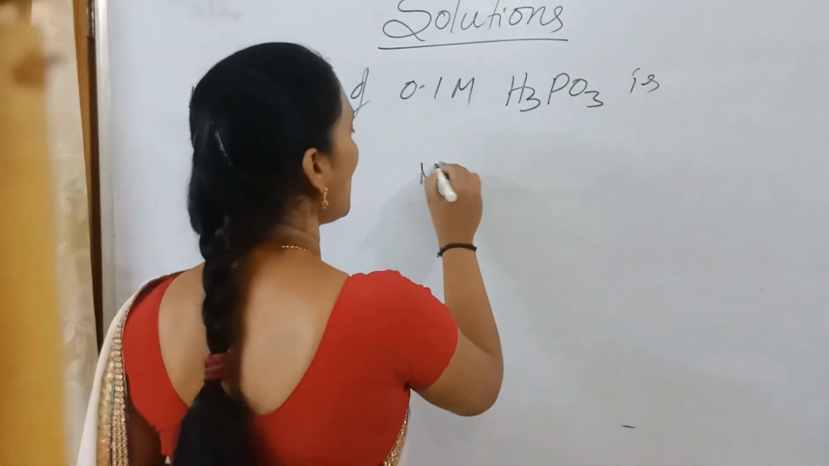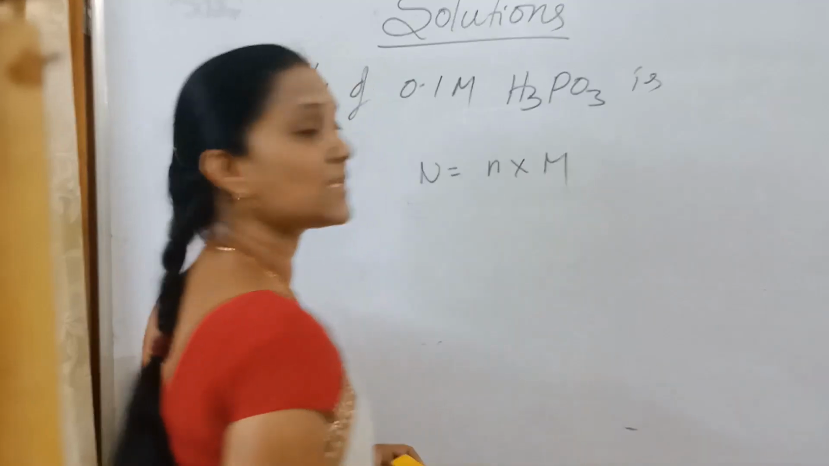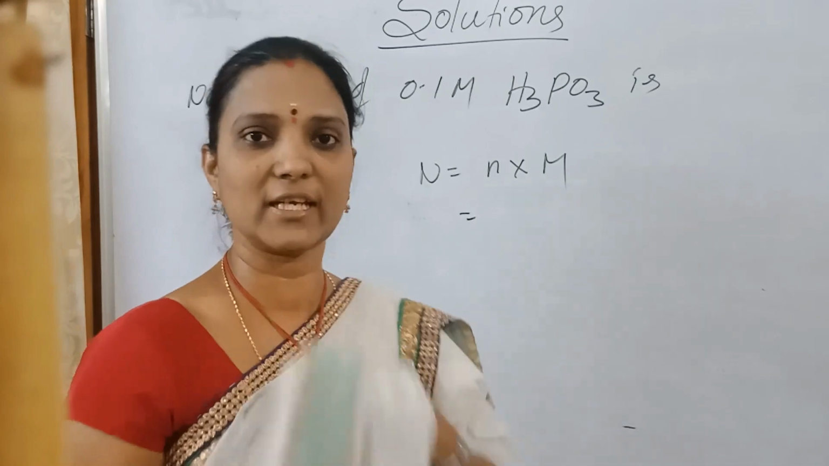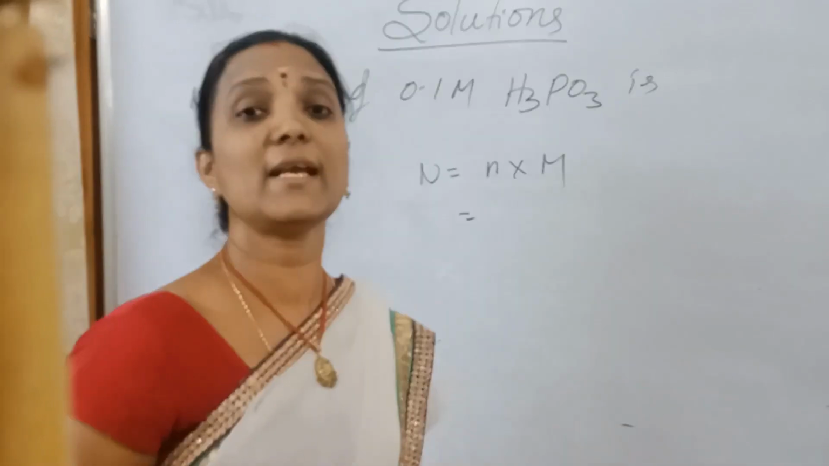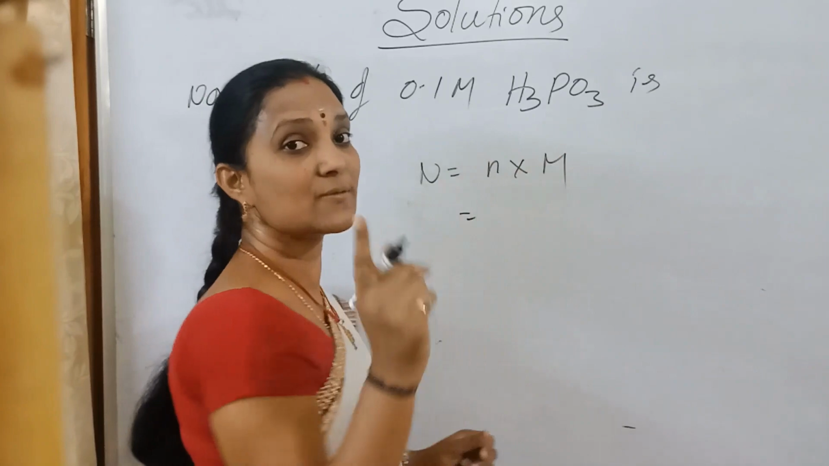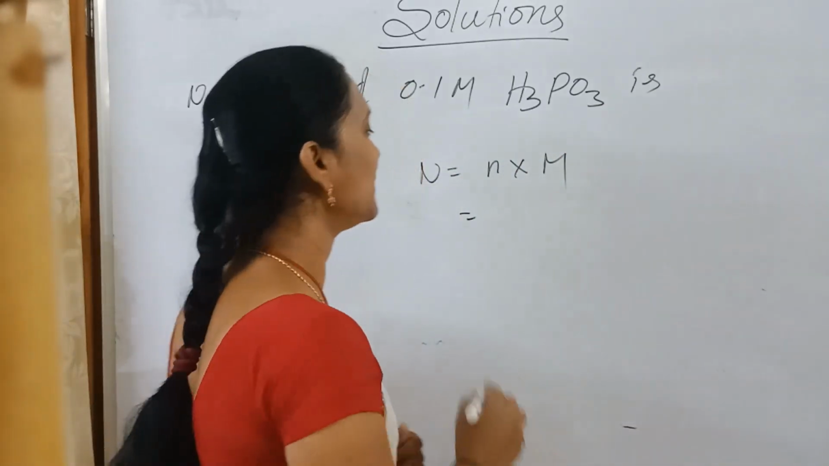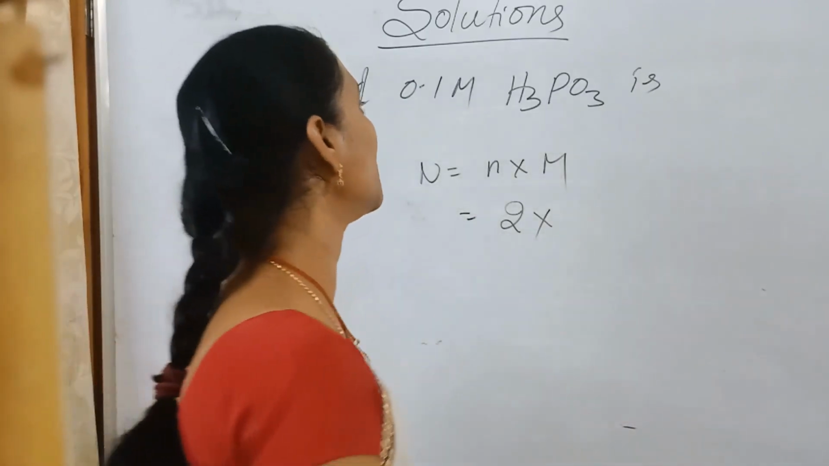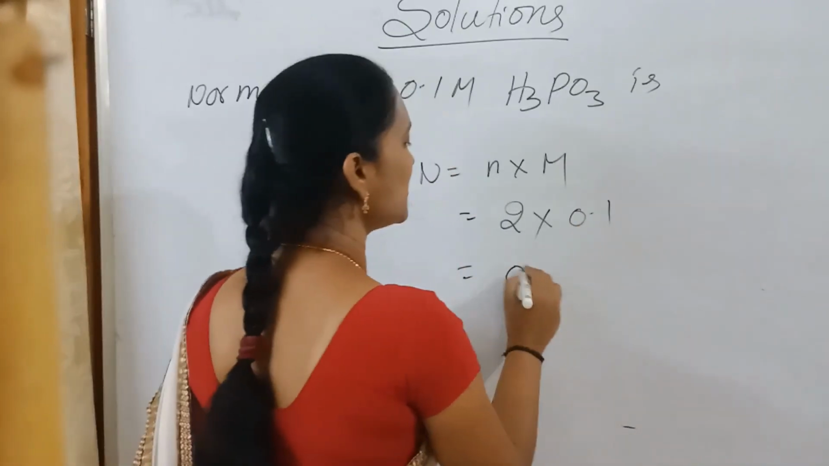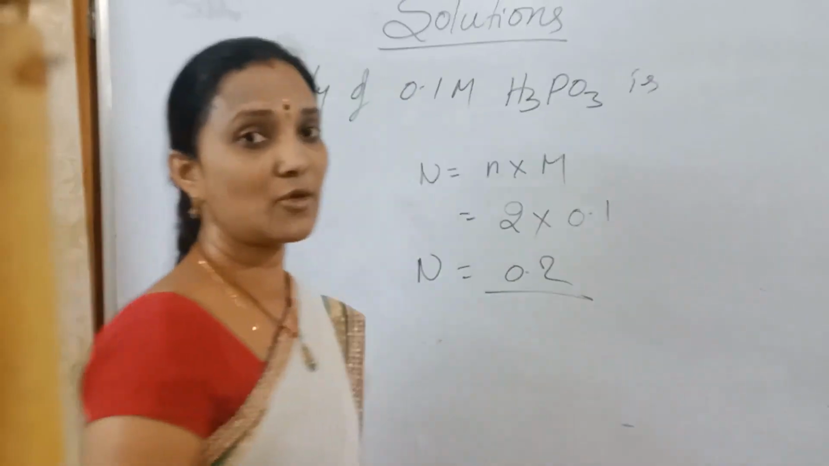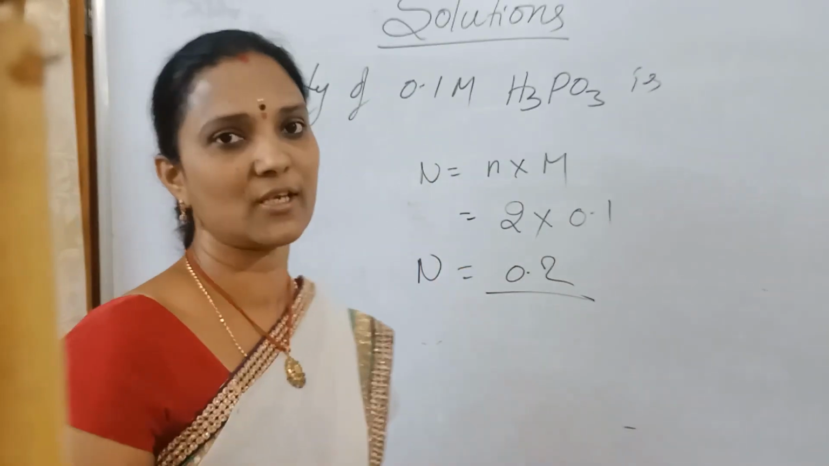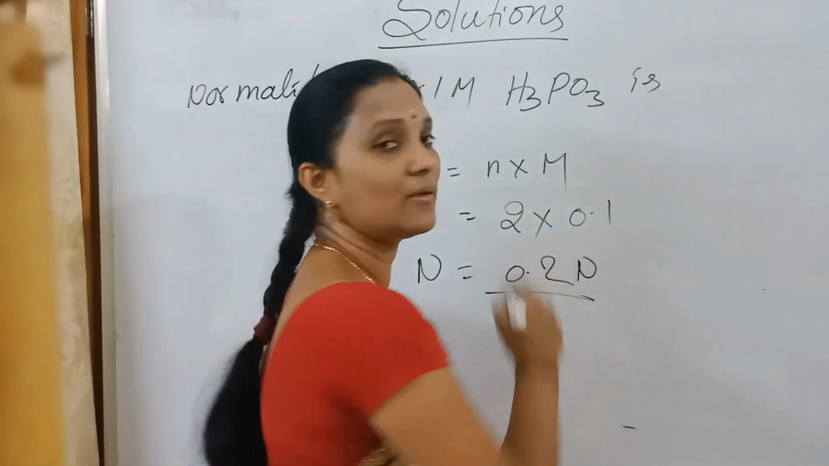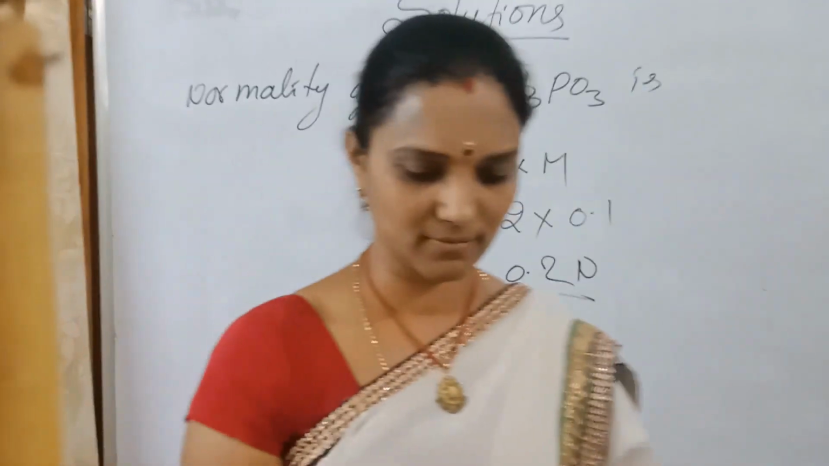Then what is the relation? Normality is equal to n into molarity. Yes or no? What is the n factor of H3PO3? For H3PO4 it is 3, the number of hydrogens. But for H3PO3 it is not equal to the number of hydrogens, because one hydrogen is directly attached to phosphorus, as we learned. So here the n factor is 2. So 2 into molarity 0.1 is 0.2. Normality is equal to 0.2. If you consider it as 3, you will get a wrong answer. So 2 into 0.1 is the normality. Molarity given, that is how to solve for normality. So next one.